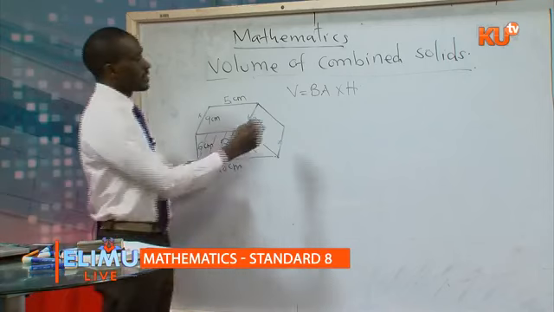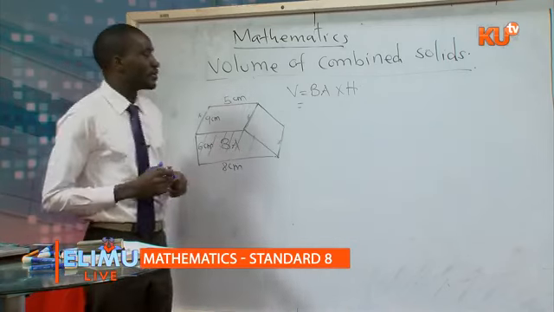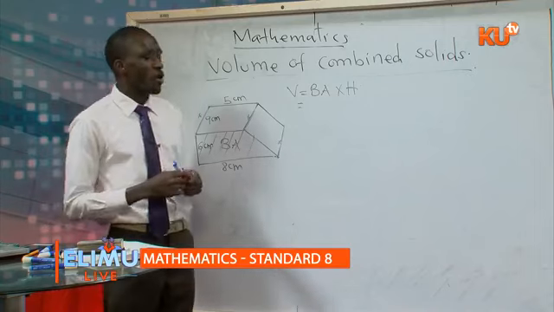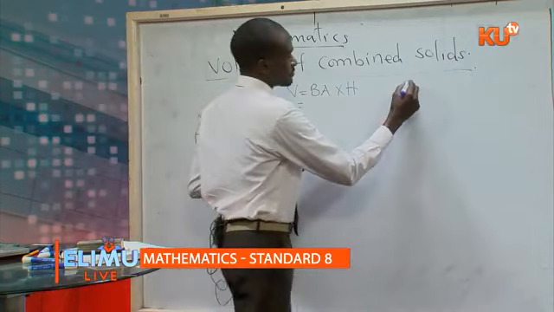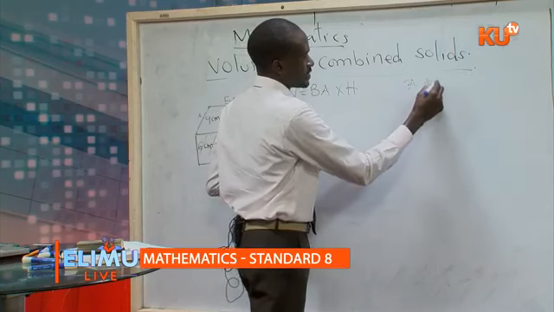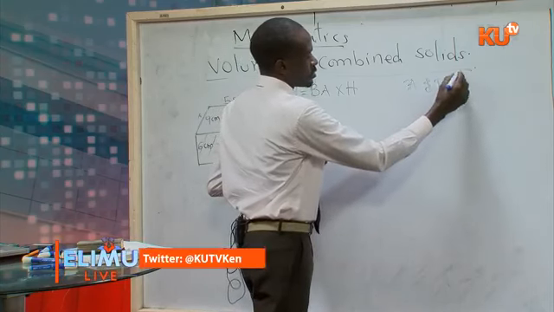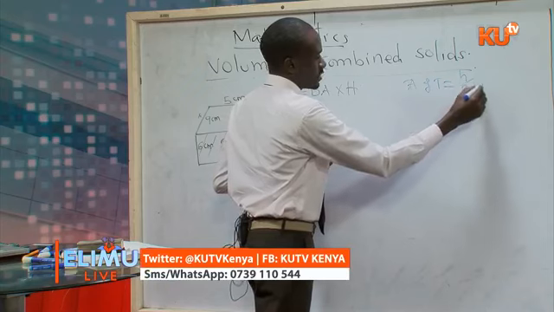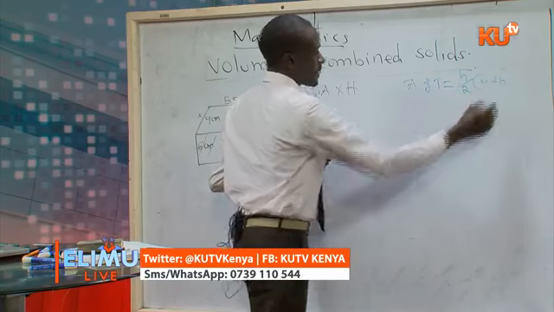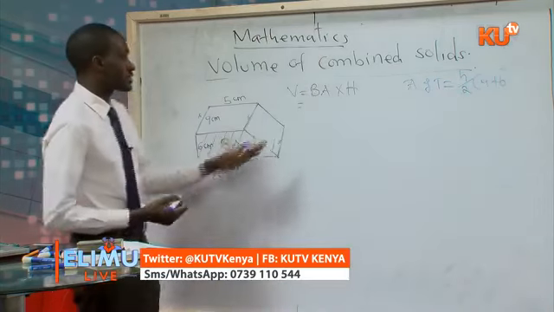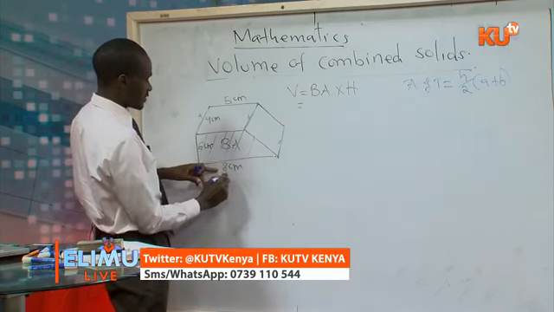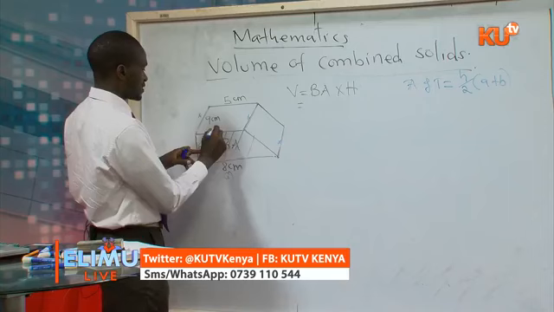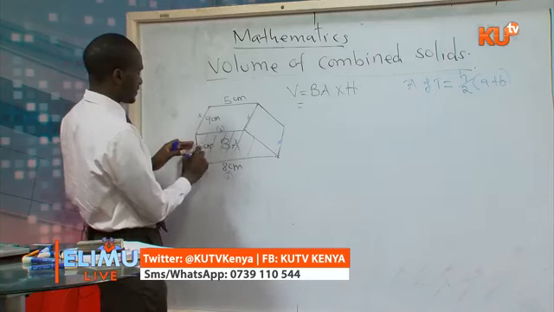Now what do we do? When you come to base area, we find area of trapezium. Area of trapezium is equal to h over 2 into a plus b. Now you deal with this one first. And now for the trapezium, its A is this one, its B is this one, and its H is this one.